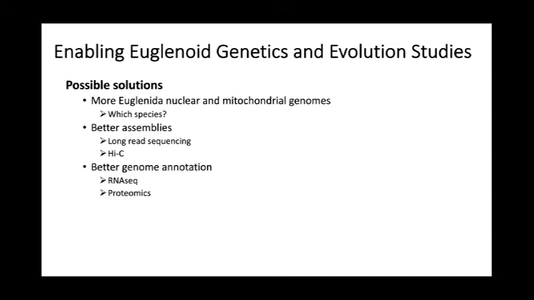We also need better genome annotations. Again, RNA-seq, proteomics. Many people yesterday were talking about running certain things that you normally use. RNA-seq may not be the best case, so we may have to try different techniques or even develop some new techniques in order to understand how the gene regulation works and which genes are actually expressed in euglenoids.